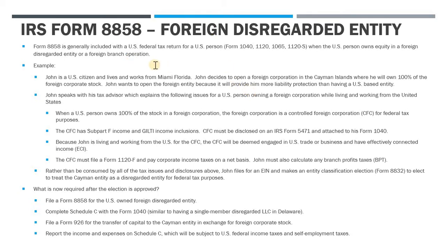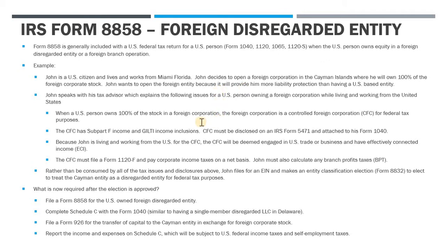So what is the 8858? Again, it's generally included with a U.S. income tax return, right? So if you're a U.S. person and you're filing a 1040 as an individual or an 1120 as a corporation, partnerships a 1065, or an S corp filing an 1120S, when that U.S. person owns stock, so equity, in a foreign entity, and that foreign entity is treated as a disregarded entity for federal tax purposes, or it's operating a foreign branch. Okay, so if you find yourself within that kind of fact pattern, you'll likely need an 8858 with your U.S. tax return. So the best way to look through this is with an example.